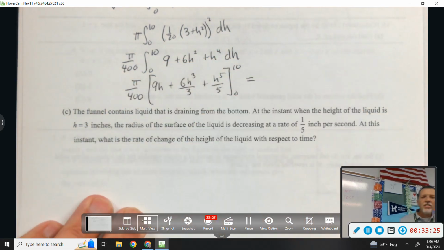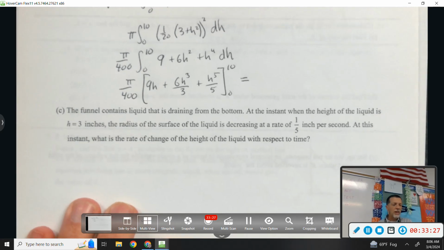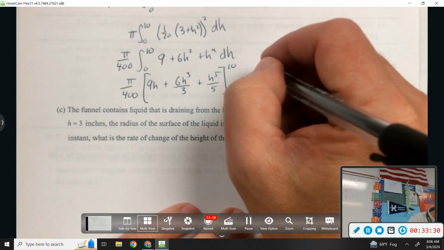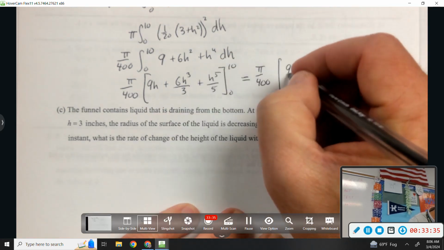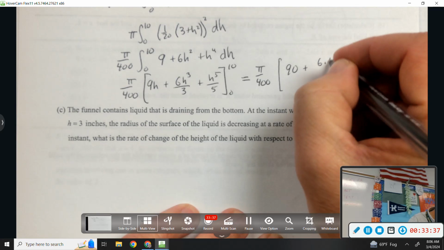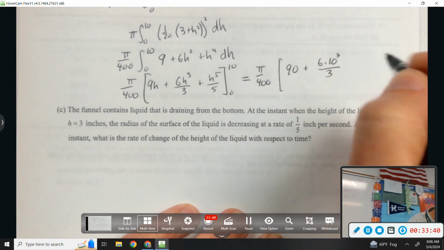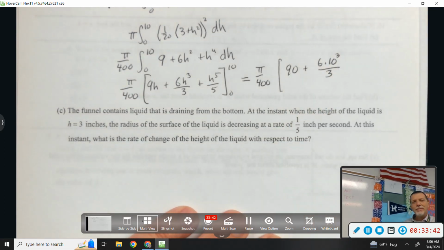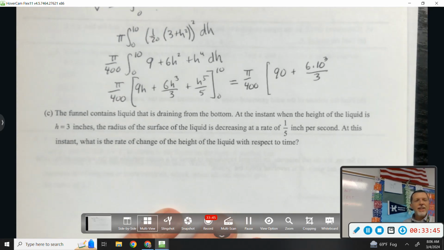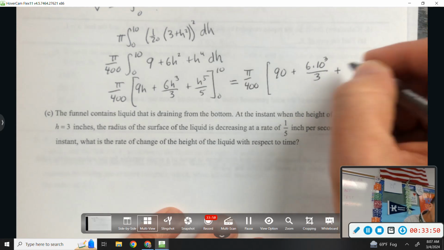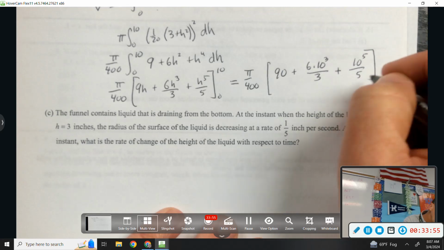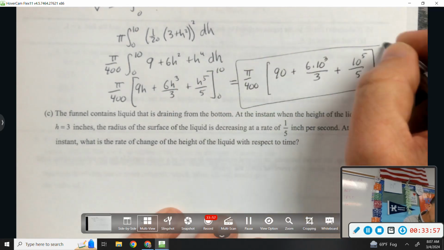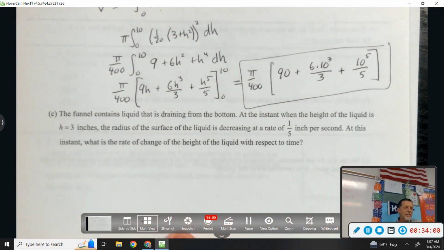I sense a safe stop in our near future, but we're not there yet. So pi over 400. Plug in 10, that's 90 plus 6 times 10 cubed over 3. Again, there's lots of reducing that could be done here, but why bother? 6 over 3, that's 2. 10 cubed is 1,000. Who cares? Then 10 to the 5th over 5. I plug in 0, I get all zeros, so there's my volume. Ugly as it is, that's my volume.